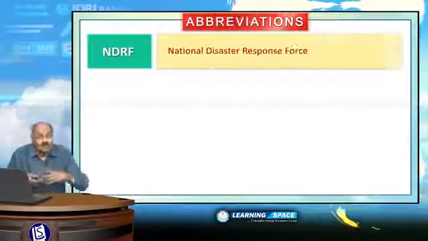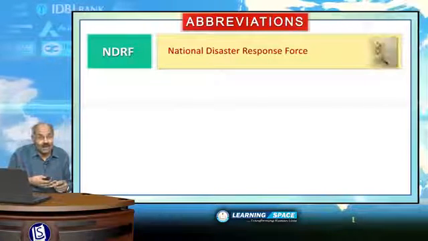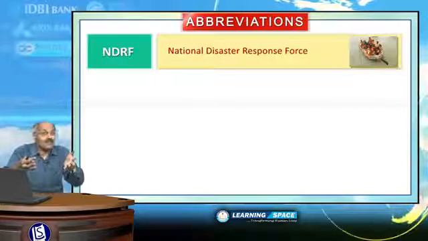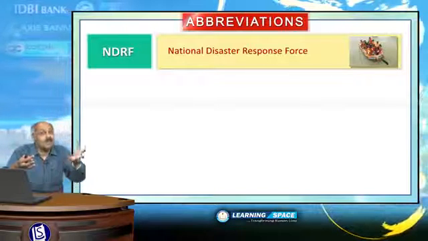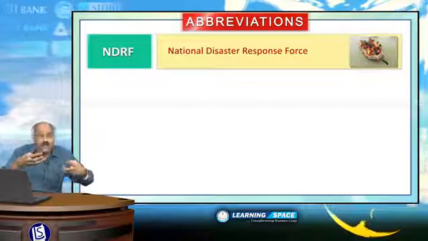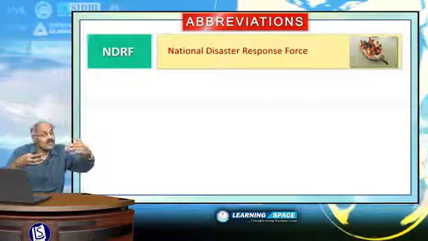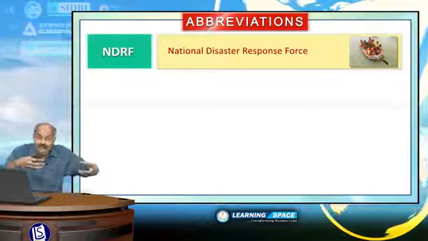National Disaster Response Force. Whenever there is any eventuality, then National Disaster Response Force will be called, and this is as per Disaster Management Act. This has got a statutory status as per Disaster Management Act.